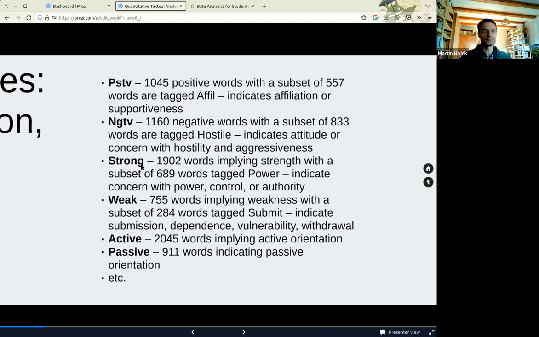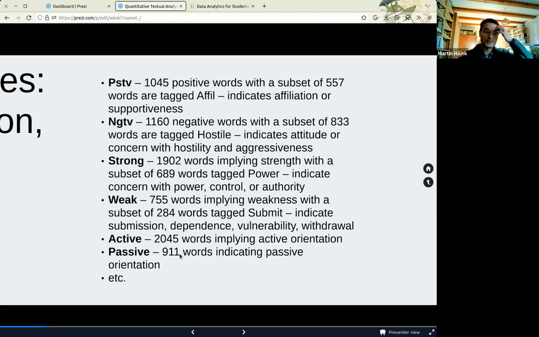implying strength, also 2,000 words implying strength, and like 700 for power, indicating power. So the analysis could focus on the strength expressed through these politicians' speeches, whether they are strong or weak, or whether the textual quality is strong or weak, active or passive.